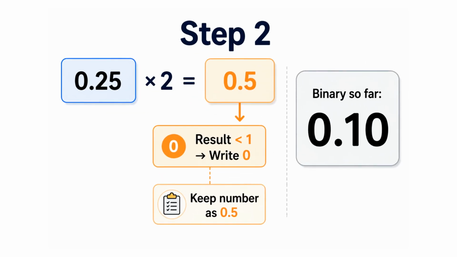Step 2. Now we take 0.25 and multiply it by 2, which gives us 0.5. This is less than 1, so we write down a 0 and keep the number as 0.5. Our binary is now 0.10.